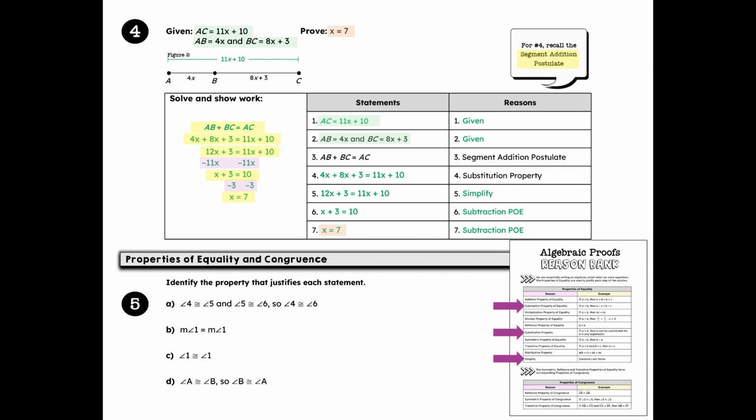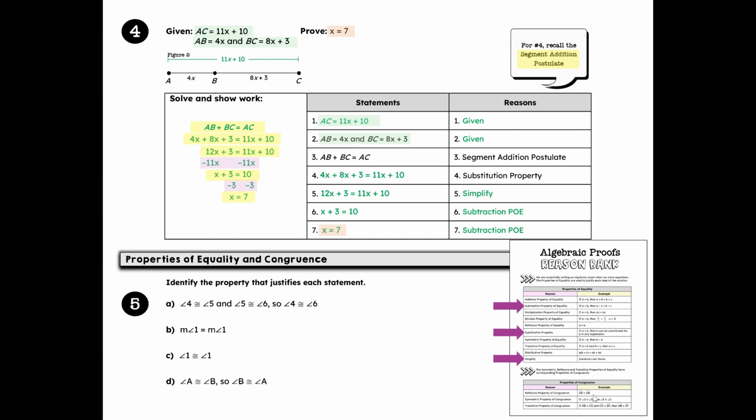So now let's talk about properties of equality and congruence. The symmetric, reflexive, and transitive properties of equality have corresponding properties of congruence. So on your little page, let me see if I can write it. Here's the reflexive property, here's the symmetric property, and here's the transitive property. Okay, so I can say the reflexive property that A equals A. The reflexive property of congruence says that segment AB is congruent to segment AB, right? So that would be a reflexive property of congruence.